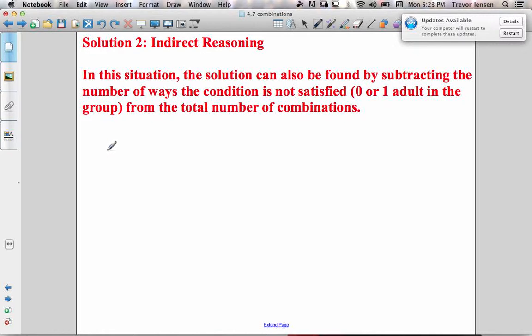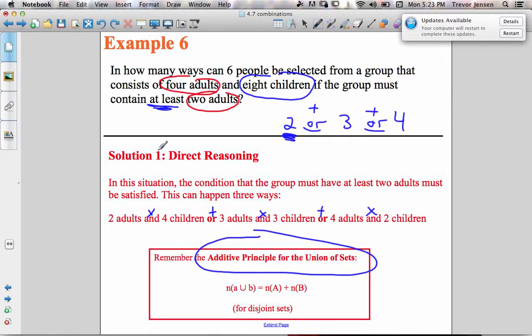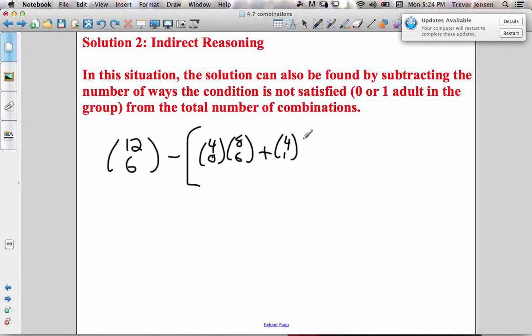So what I could do, I could figure out, okay, how many different groups of 6 could I make from, there were 12 people in total, 4 adults, 8 children, so 12 people in total. I could calculate how many different groups of 6 could I make, and then subtract the number of ways that the condition could not be satisfied. So it could not be satisfied if I had 0 adults. So that means I'm going to choose 0 of the 4 adults and 6 of the 8 children. Or I could have 1 adult in the group. 4 choose 1, and that means I would then have 5 of the 8 children. So I could then calculate this, and that should get me to the same answer, 672.